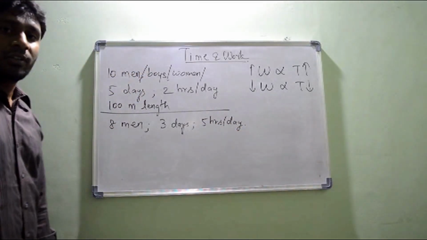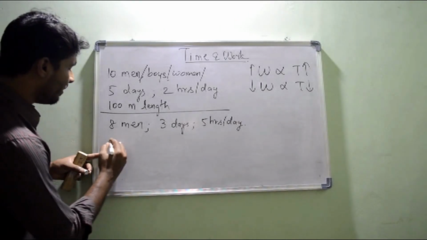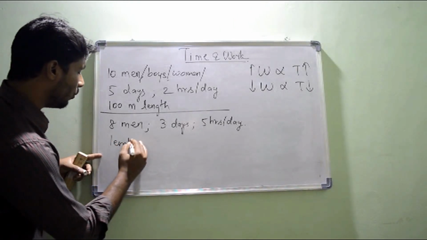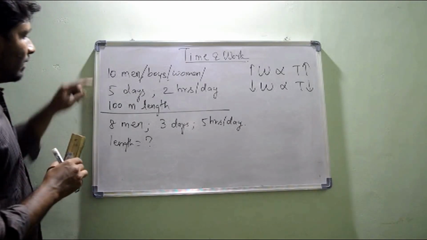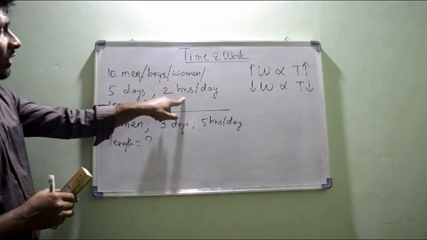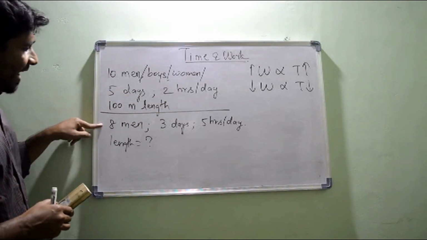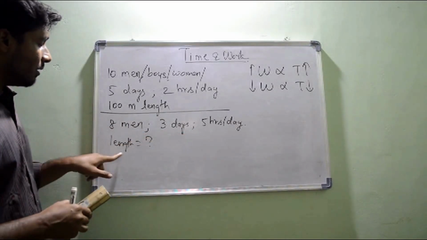Got it? If they work in this case, what might be the length of the wall? And this is my question. Got it? 10 men working for 5 days, working 2 hours a day can build 100 meters, and 8 men working 3 days, 5 hours a day, what's the length of the building?